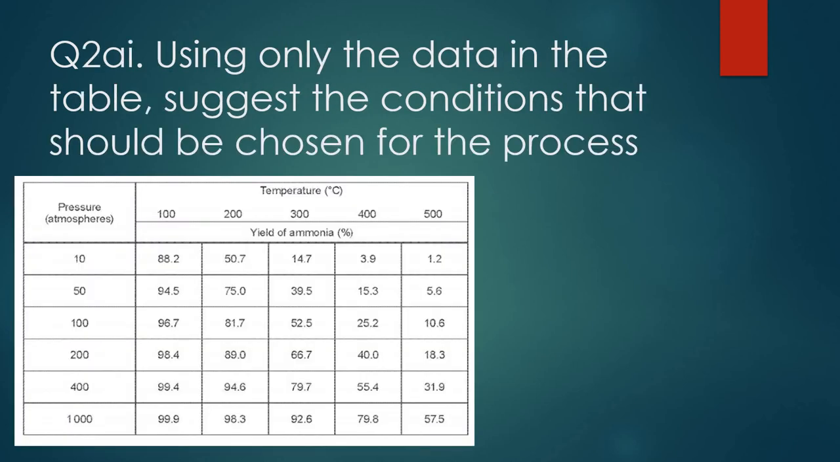Using only the data in this table, suggest the conditions that should be chosen for the process. So from looking at this data, we can see that the process that should be used is 1000 atmospheres and 100 degrees C. This is because it gives a 99.9% yield of ammonia, which is the best by far in that table.